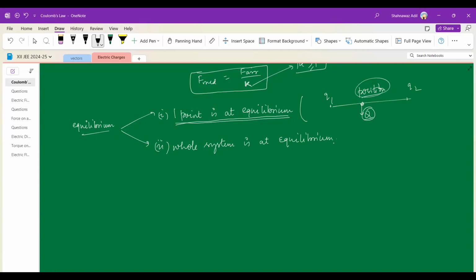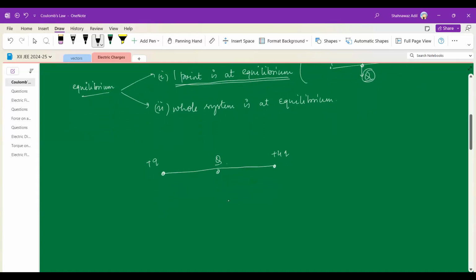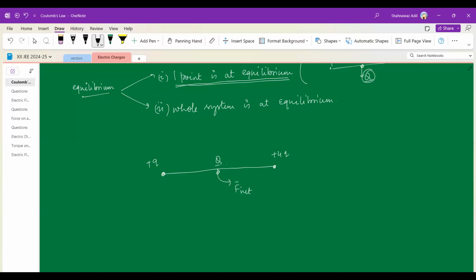In the case where the whole system is at equilibrium, what happens? Let's say we have three charges: this is plus Q, this is plus 4Q, and this is some charge Q. If I say that at this point F net is 0, what case is this? Case 1 or case 2? What is this case?